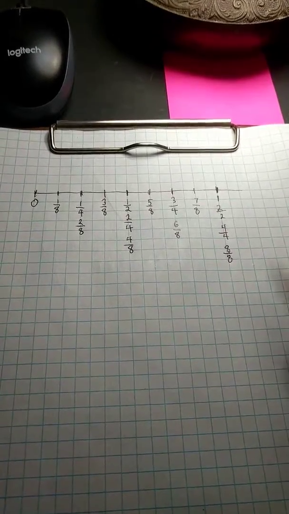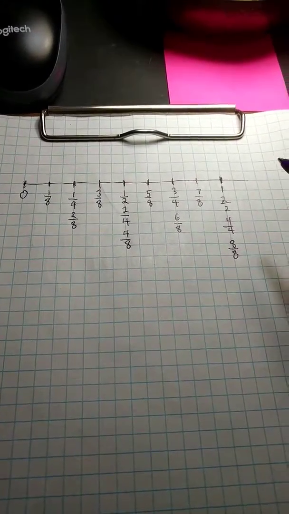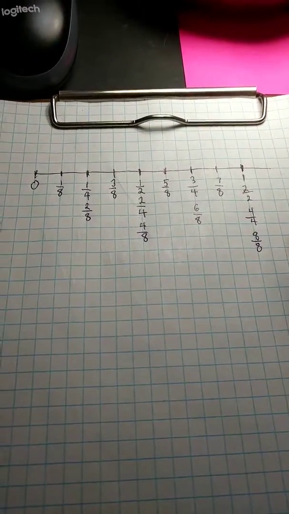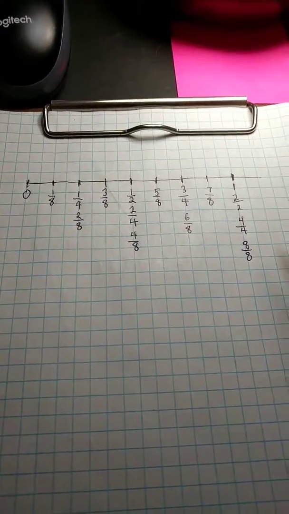So there you have it. You can go by halves. If you want to get fancier, you can go by quarters. If you want to get fancier, you can go by eighths. And they all line up just like this.